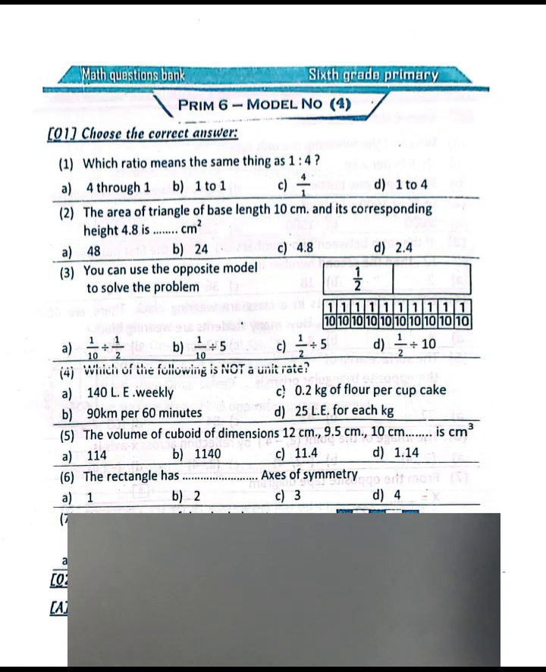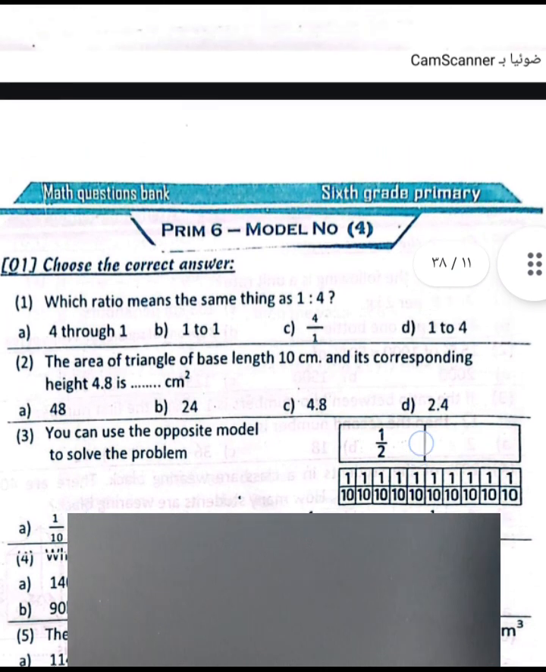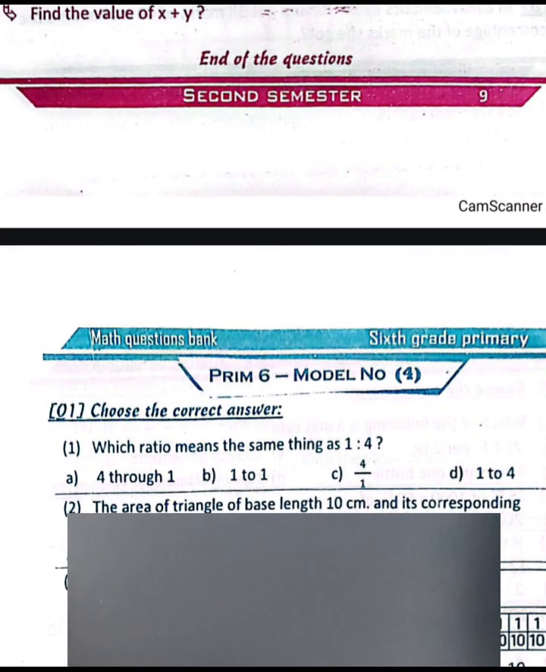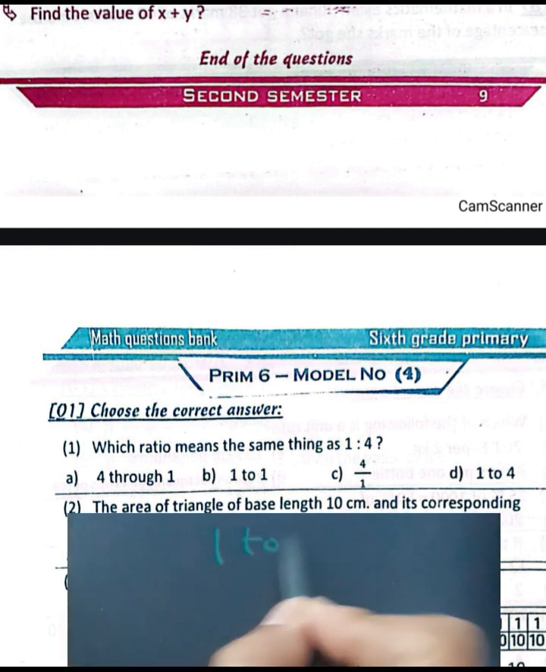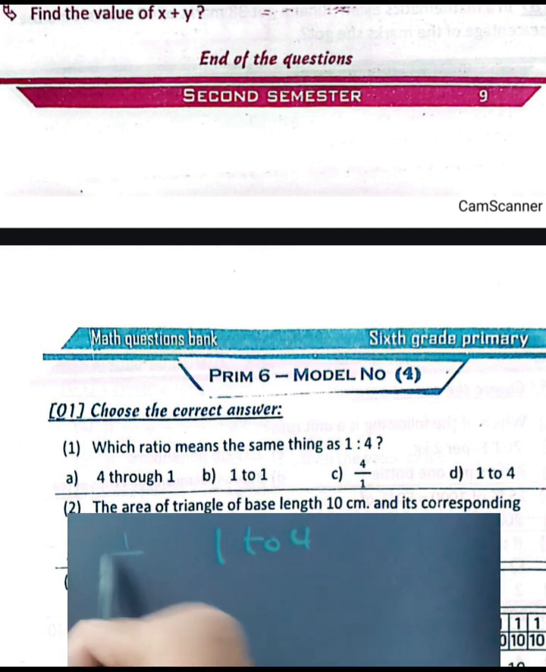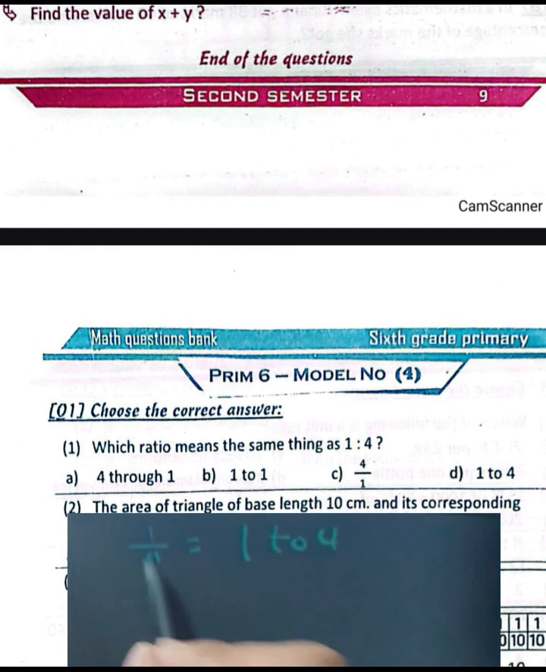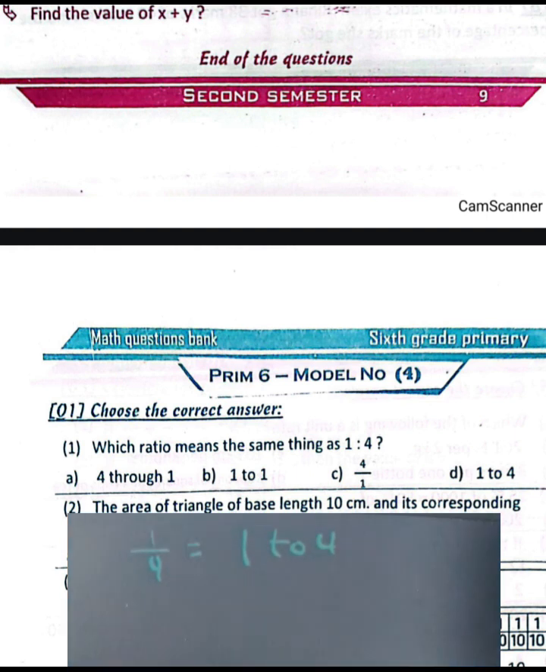Today we'll solve Grade 6 model number 4 from الدقهلية government. Look with me at question number 1. Which ratio means the same thing as 1 to 4? 1 to 4 means 1 over 4. We write here 1 over 4 is equivalent to 1 to 4. Choose letter D.